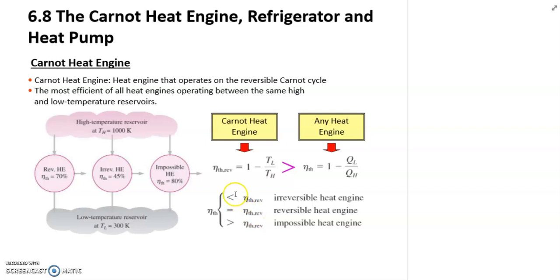And for the irreversible heat engine, you will always have less than your reversible heat engine. So it must be less than. And for impossible, as the name says, it's impossible. So you cannot have an efficiency that is more than your reversible, because the reversible is already the best possible efficiency that you can get from a heat engine. So the last one is, if you get more, then it is impossible.